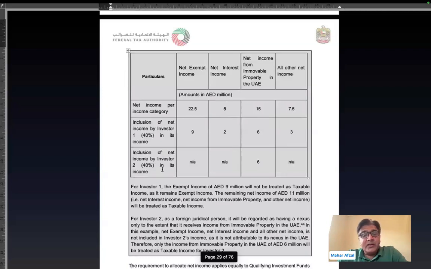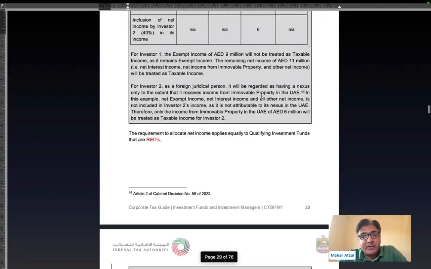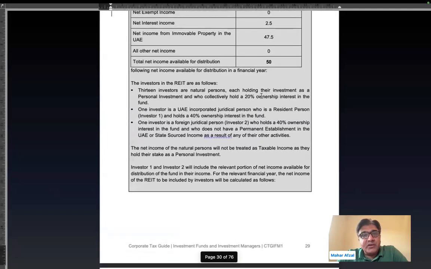Then, as we discussed earlier, this is the non-resident investor. Once the investor is a non-resident, their income will be subject to tax only from the PE, any UAE sourced income or nexus in the UAE. So their net exempt income will remain exempt in the hands of the non-resident investor, and net interest income will not be subject to tax as well, because only 3 types of income are taxable in the hands of the non-resident investor. It has been mentioned in this example that net exempt income, net interest income, and all other net income is not included in the investor's income, as it is not attributable to a nexus in the UAE. And above, it is given that the non-resident person is not generating any income from the PE or UAE sourced income. So only a nexus in the UAE in the form of immovable property will be subject to tax. This relates to the REIT, real estate investment trust. The same thing is there. Anyway, income is from the net interest 2.5.